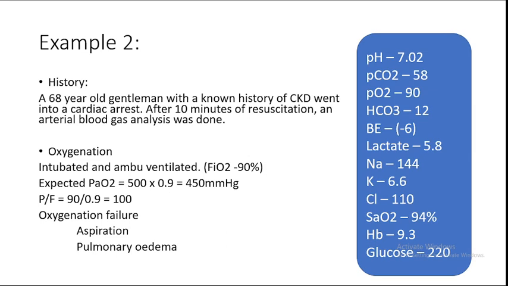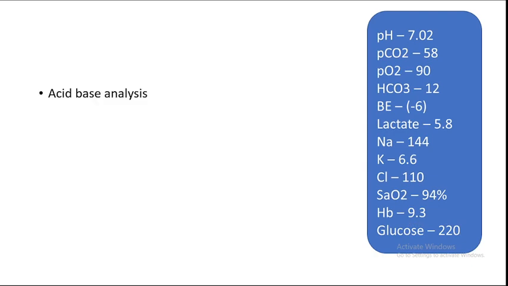What's the PF ratio? 90 divided by 0.9, 100. Again, it is showing us it's less than 300. There is significant oxygenation failure. So this is a patient with CKD gone into a cardiac arrest. So the lungs are not doing fine. Maybe the patient went into an AKI, pulmonary edema, and had a cardiac arrest, or during the cardiac arrest, maybe the patient got aspirated and the lungs are affected. So many reasons. Right. Then we are going to do the acid-base analysis.